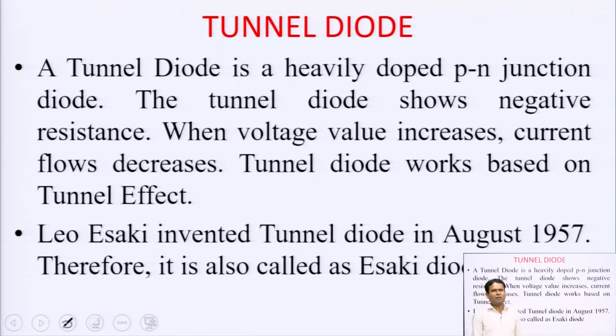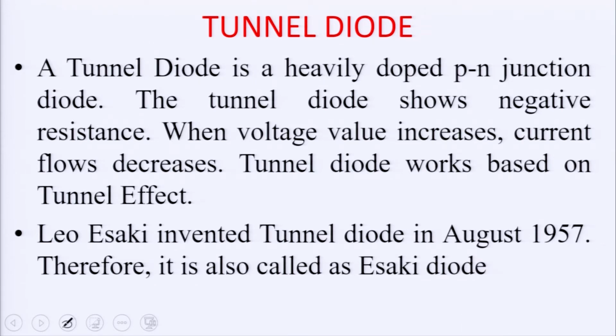Now, another diode is the tunnel diode. In a tunnel diode, there is basically a tunneling effect, and this is the most heavily doped diode. The tunnel diode is a heavily doped p-n junction diode. The tunnel diode shows a negative resistance region. When the voltage increases, the current decreases. The tunnel diode works based on the tunneling effect. This means there is a negative resistance region in the tunnel diode, and if any device has a negative resistance region, that device may be used as an oscillator.